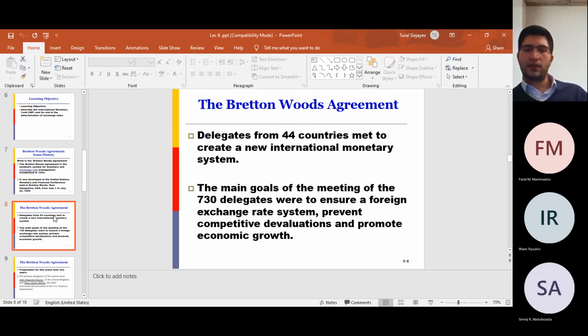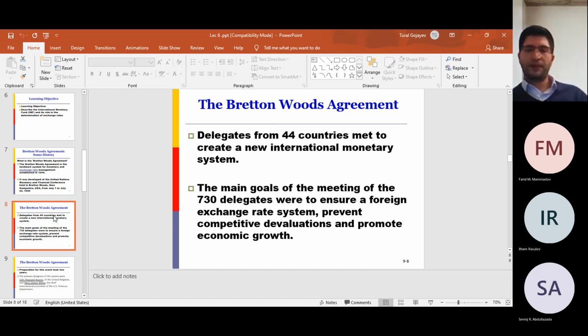So that's why this conference was designed, and 44 countries met to create a new international monetary system. Delegates from those countries, representatives. The main goal of that meeting of the 730 delegates was to ensure a foreign exchange rate system to prevent competitive devaluations in the member countries, and promote economic growth in the countries.